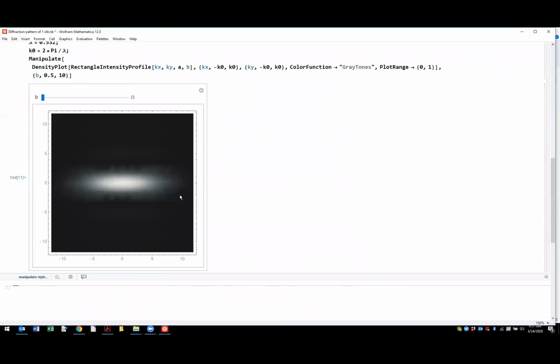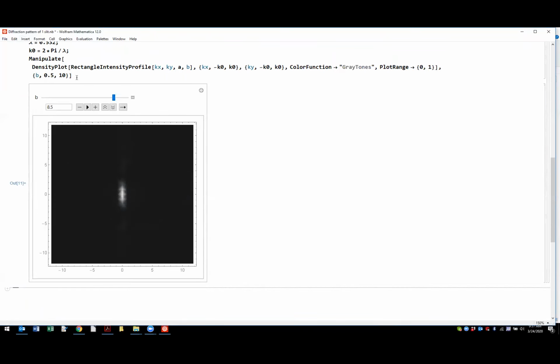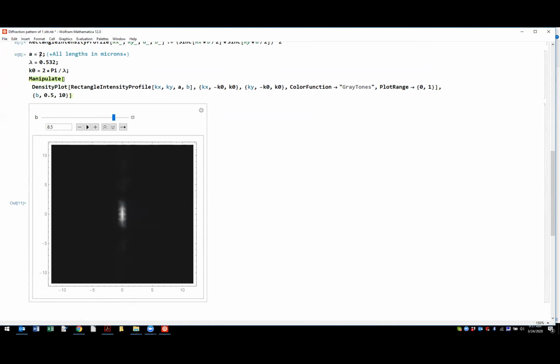So what I've got here is a function that calculates the diffraction pattern of a rectangle. It just multiplies those sinc functions. And we fix the height of the rectangle and we vary the width of the rectangle. I've set this up so that the height is 2 microns. The wavelength is about half a micron.